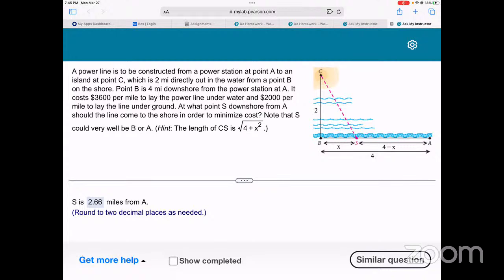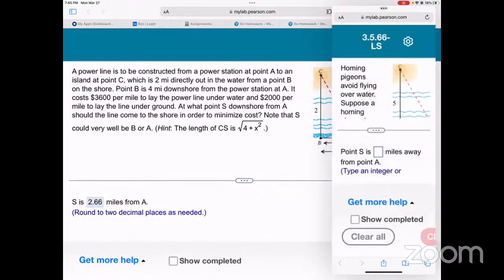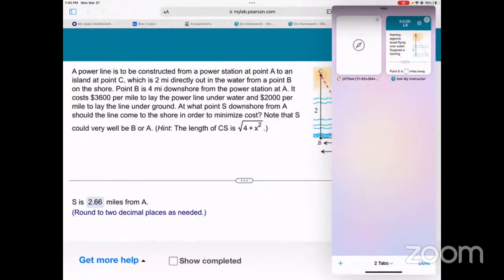Of course, you're going to pop up over there. Let me get rid of that. Get rid of this and this. Let's try that again.